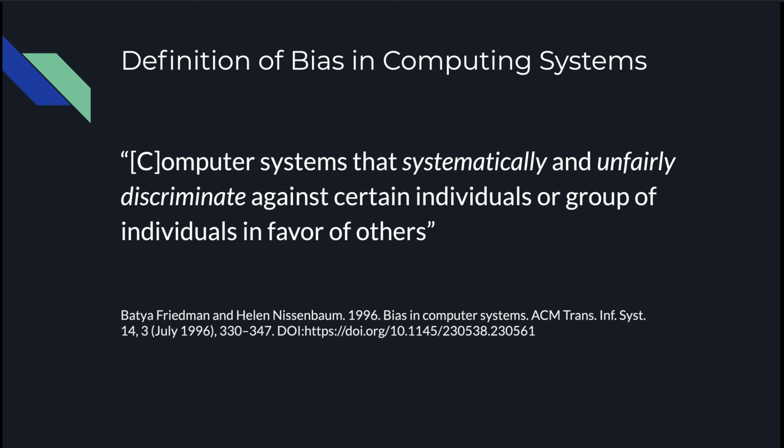There is a seminal 1996 article by information scientists Batya Friedman and Helen Nissenbaum, which details the type of biases that can be present in hardware, software, and firmware. The biases they looked at, and the ones we'll be looking at in these presentations, are ones where computer systems systematically and unfairly discriminate against certain individuals or groups of individuals in favor of others. Friedman and Nissenbaum postulated 3 categories of biases, each with their own subcategories. The main categories are pre-existing bias, technical bias, and emergent bias. We'll get into those during this presentation.